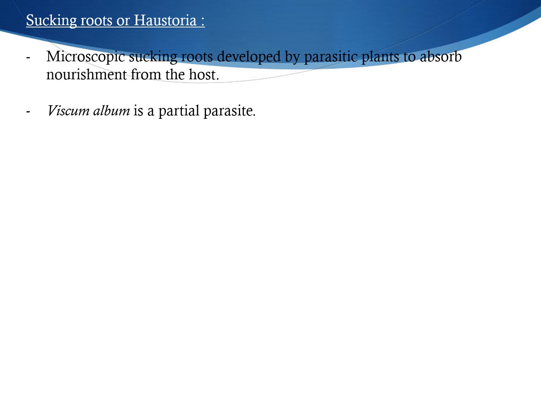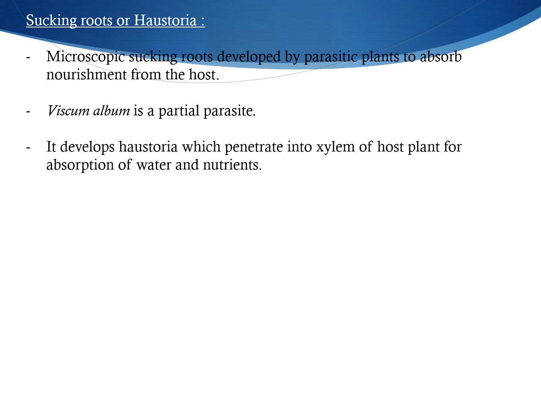Viscum album is a partial parasite. So Viscum album is the name of a plant. It develops haustoria which penetrate into the xylem of the host plant for absorption of water and nutrients. As we all know, xylem and phloem are the vascular tissues that are found in the plants. So xylem helps in the water transport, and phloem tissue helps in the transport of food molecules.